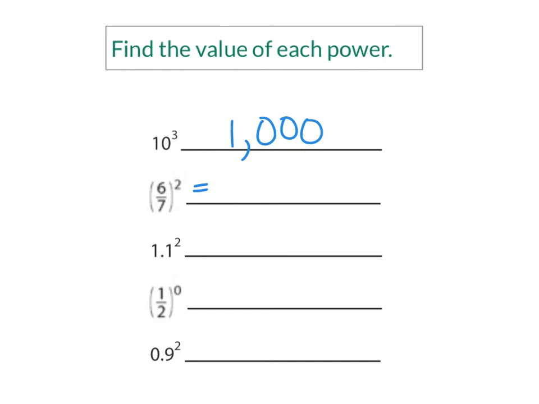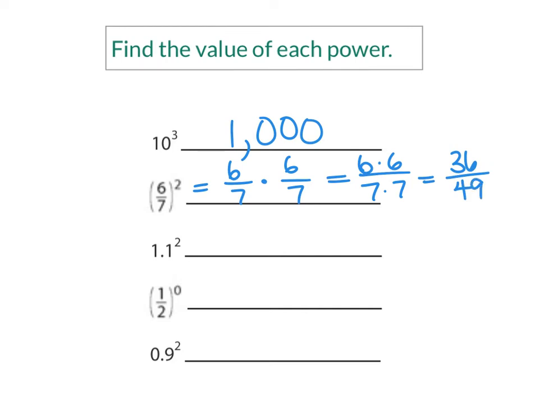So we're using 6/7 as a factor twice. Sometimes you might want to write out these fraction ones if you don't have the fraction button to use on your calculator. And so when I multiply fractions, I'm going to multiply numerators. So 6 times 6. And denominators, 7 times 7. This is 36/49. 1 1/10 to the second power. So this one you can use your calculator. Use that x squared, or x to the second power key, and you will get 1 21 hundredths.